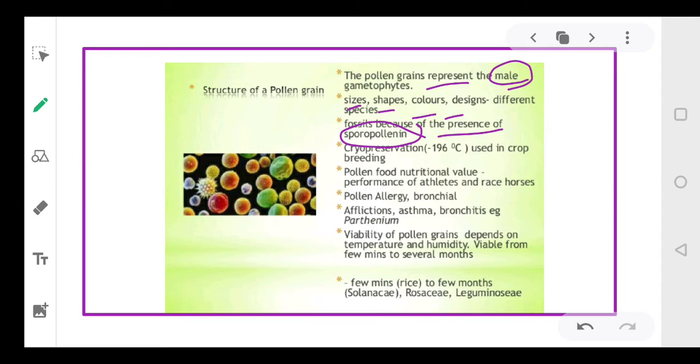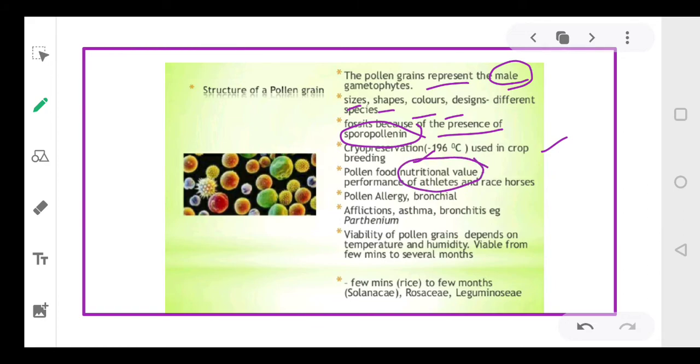Clear? Your pollen grains can be well preserved as fossils as they are covered with sporopollenin, which is a very hard covering. This material can stand high temperatures and even strong acids and alkali, and it is the most resistant organic material known today. Clear? The pollen grains can also be cryopreserved, that is, they can be kept at a temperature of -196 degrees Celsius and then used for crop breeding. Pollen grains have nutritional value.